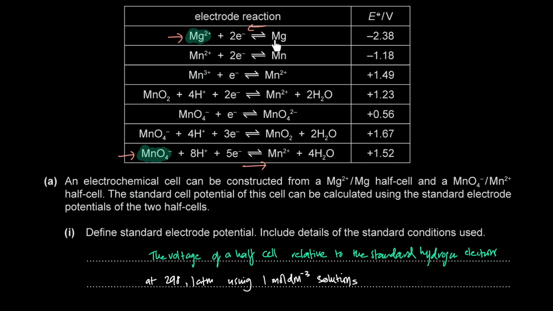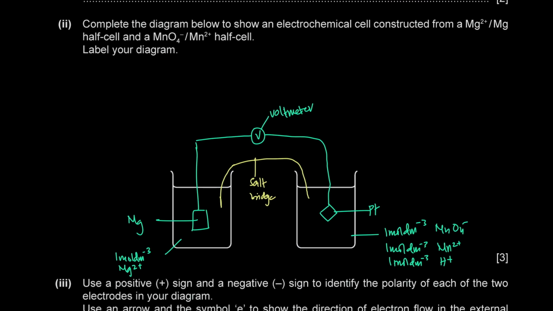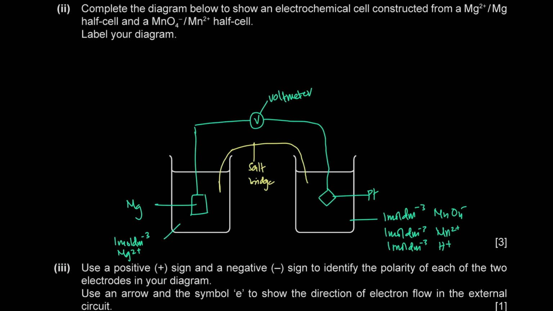So over here we can say that the magnesium is going to lose electrons and the manganate 7 will gain electrons. Again, this reaction is flowing from left to right and this reaction over here is going from right to left. So the electrons are flowing from the magnesium half cell to the manganese half cell over here. So the flow of electrons will be from left to right.